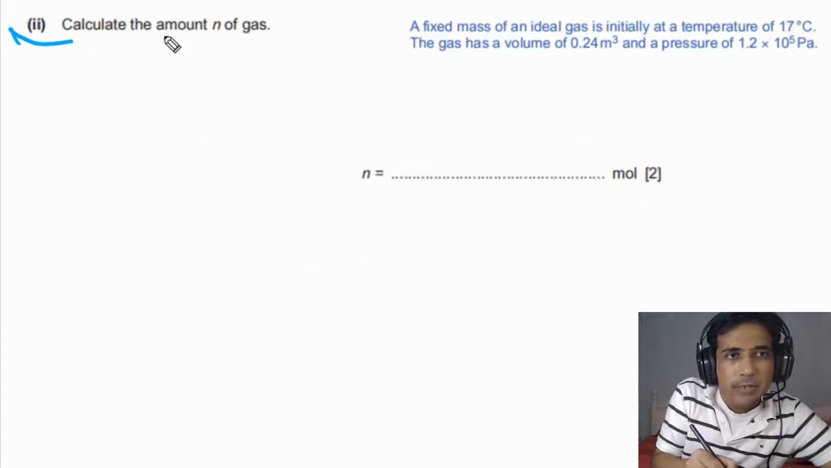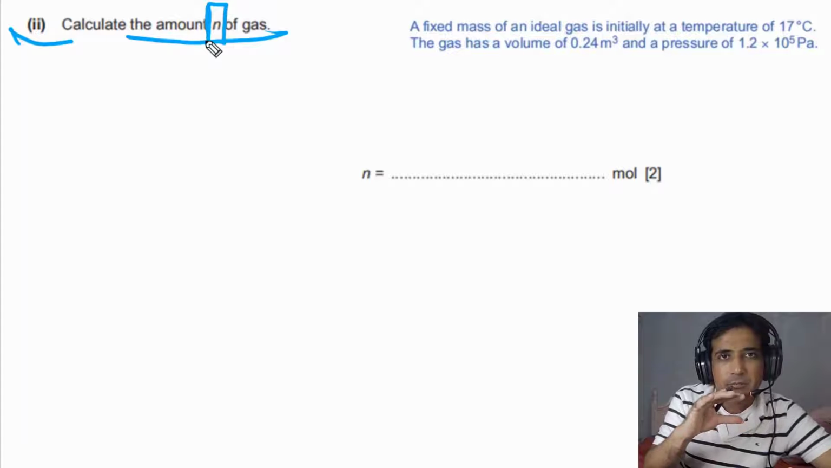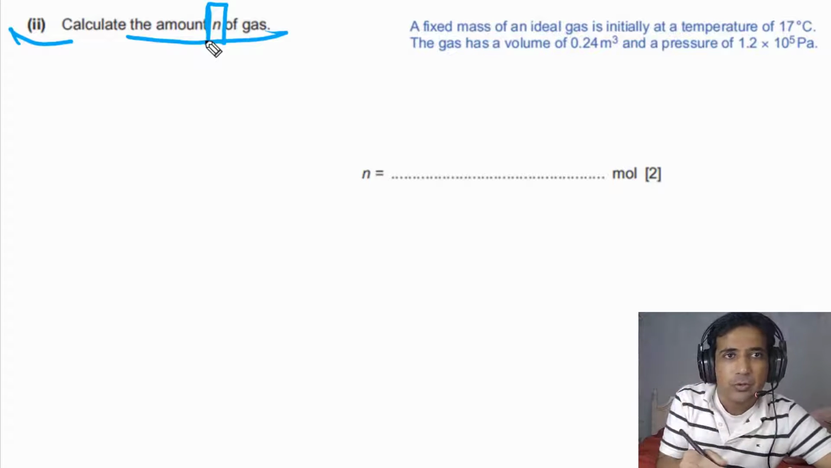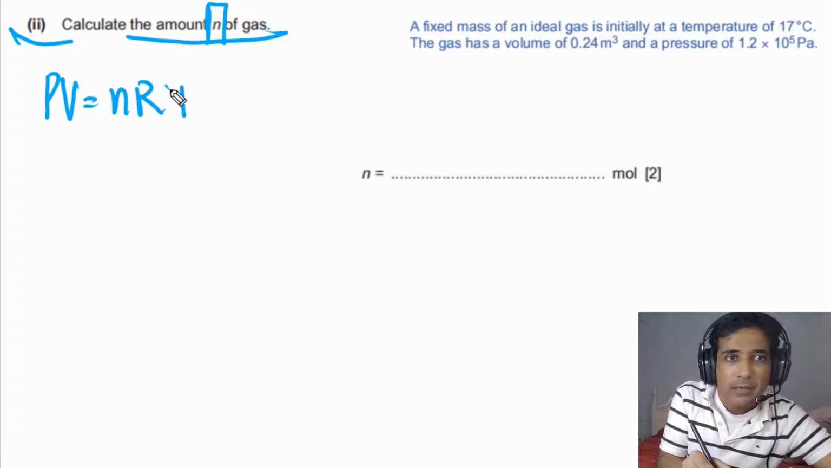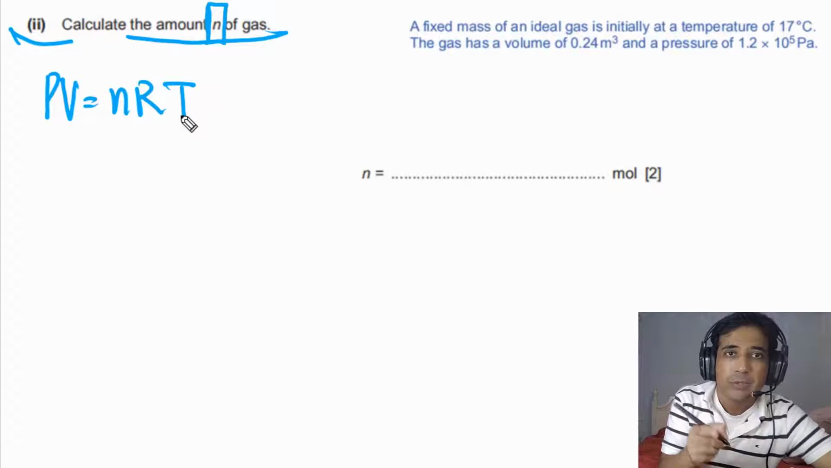For the second part, we need to calculate amount of gas, means we need to calculate value of n, or simply we can say we need to calculate number of moles of gas. For this question, it is given to us the gas is an ideal gas. So simply we can use ideal gas equation, PV is equal to nRT, and this T in ideal gas equation has to be in Kelvin. So first of all, we can convert temperature into Kelvin.